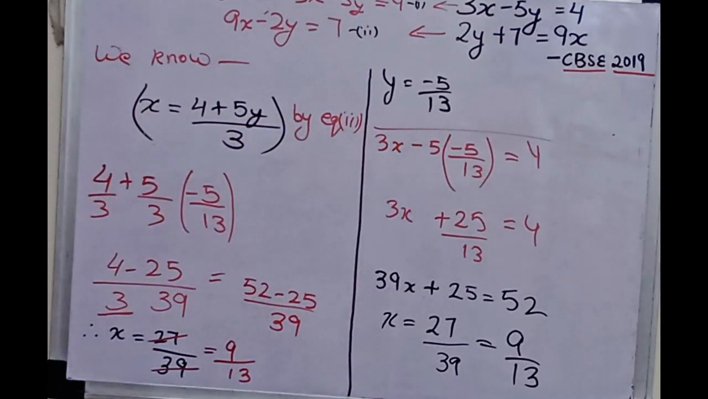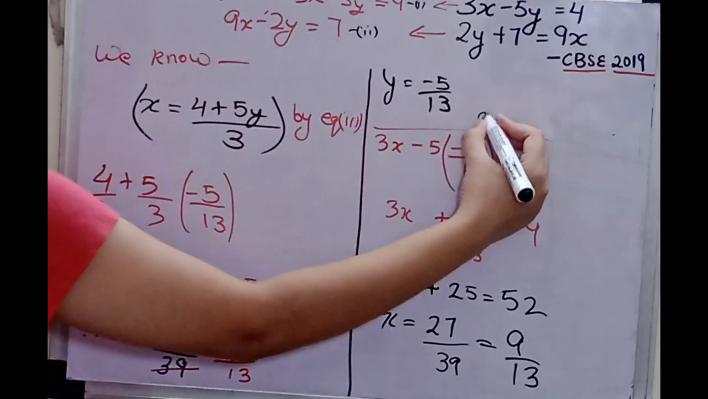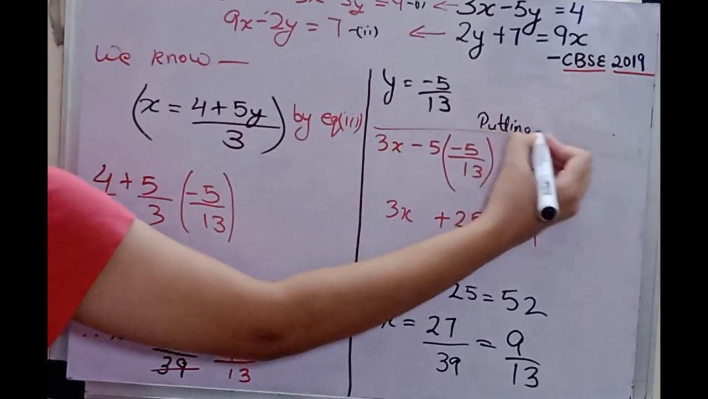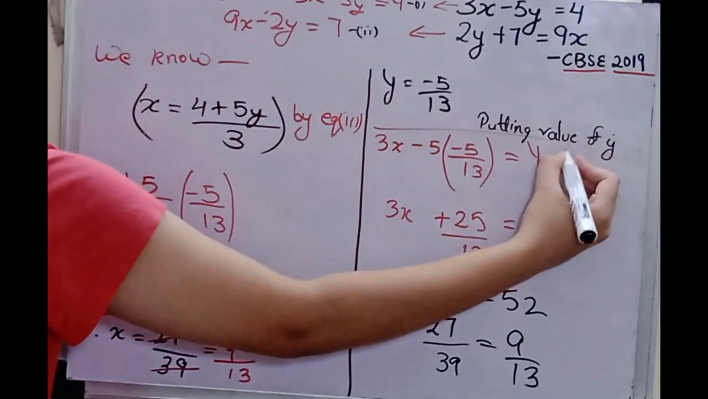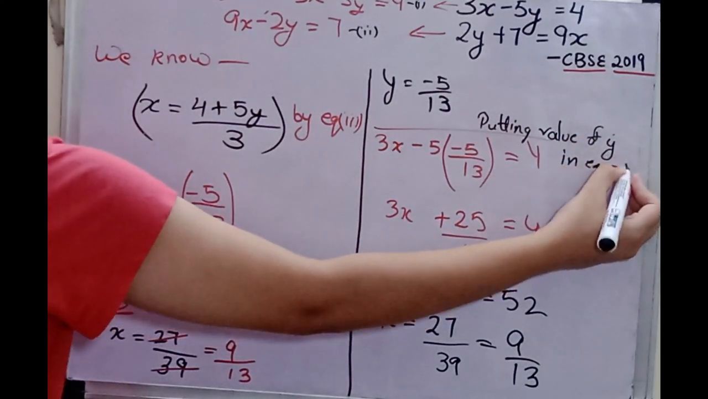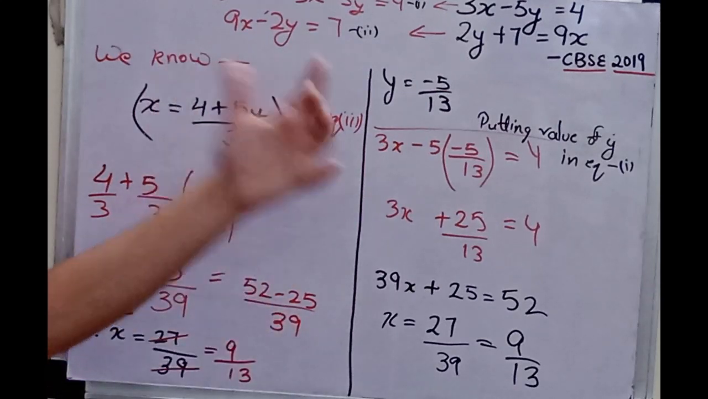absolutely right. And if you are doing it with the normal method, you can write a thing, putting value of y in equation 1. This is the thing you should write before doing this process. And if you are doing it like this also, this is right. No issues. Okay. So now we got our answer.